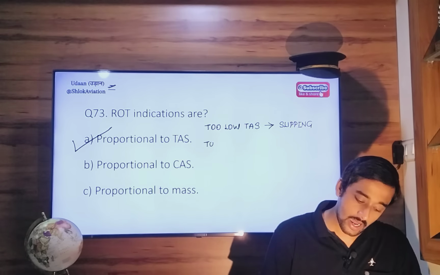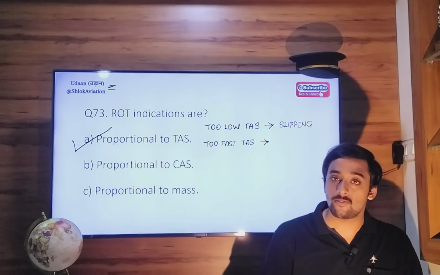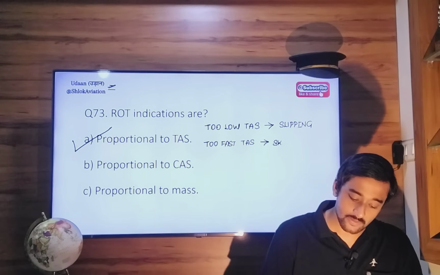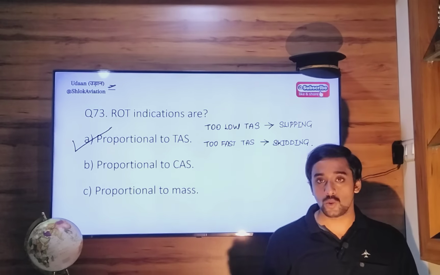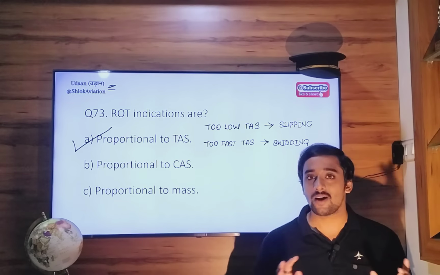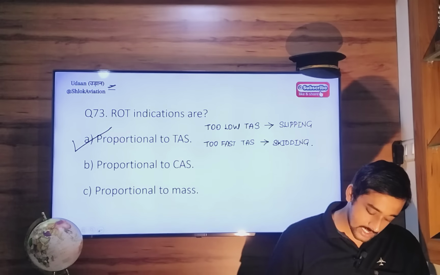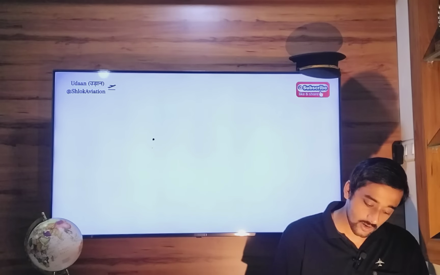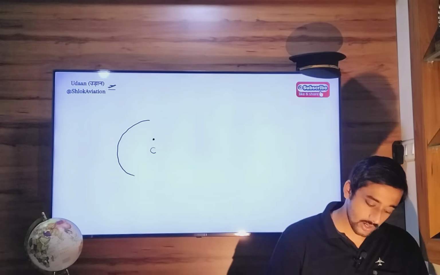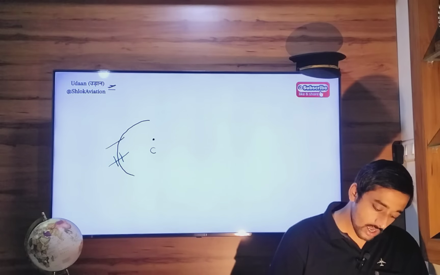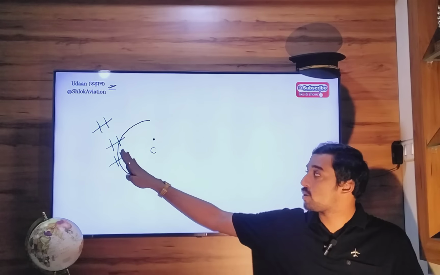If you're flying at too high or too fast a true airspeed, you will be flying an uncoordinated flight called skidding. So rate of turn indications are proportional to true airspeed. If you're flying at very fast true airspeed, you will get thrown out of the turn. Let's say this is the center of the circle, and you want to make a right-hand turn. If you're flying at too high true airspeed, your aircraft will be thrown out of the turn like this. It will not be able to perform a right-hand turn.